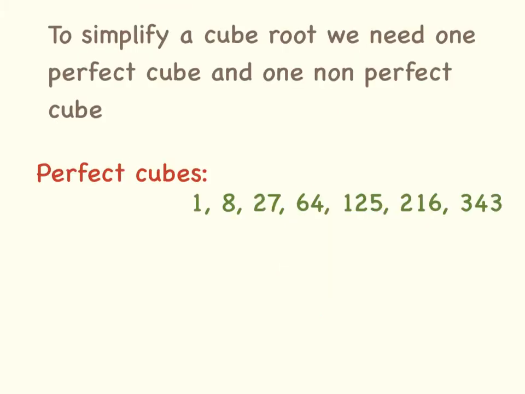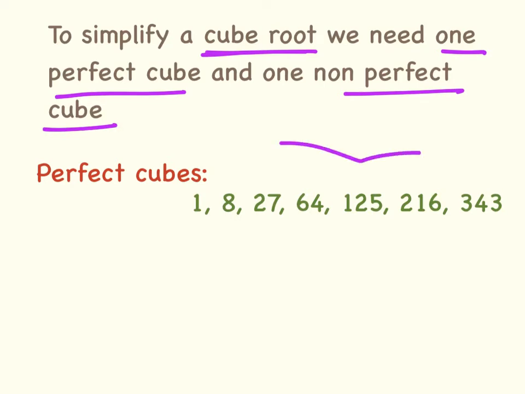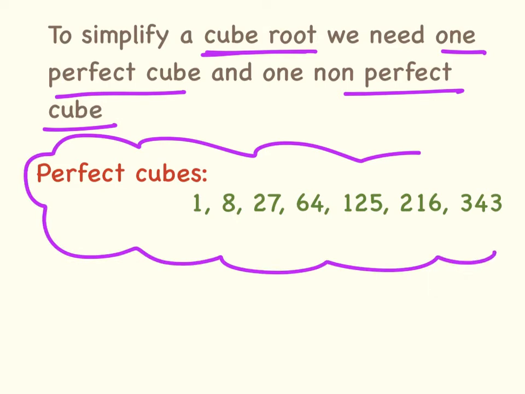Alright, moving on. To simplify a cube root, we need one perfect cube and one non-perfect cube. So almost identical to perfect squares, except now your list of numbers to choose from is different. And again, I've thrown some of our perfect cubes that we've talked about. We've factored perfect cubes earlier. And these are our perfect cubes that we should know.